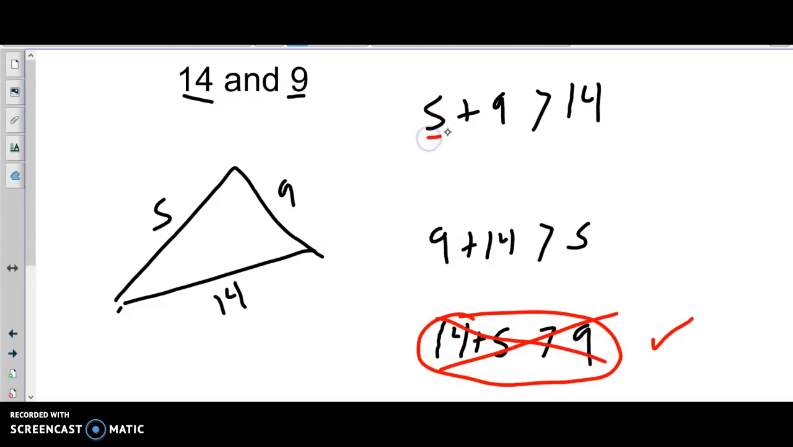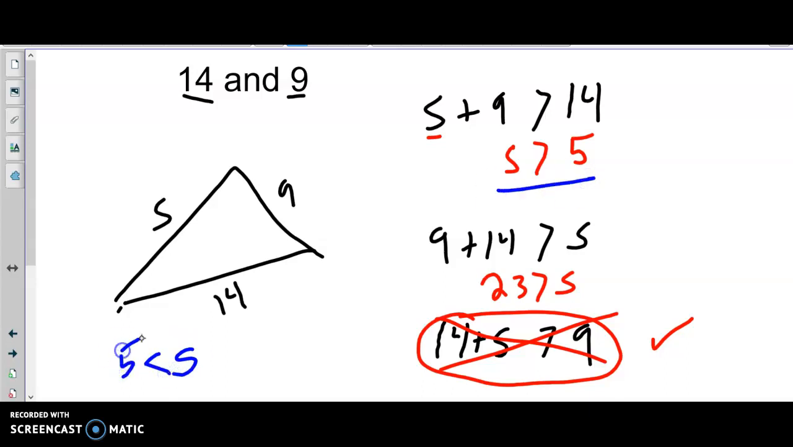So if I have S plus 9, I subtract 9. So I know that S itself has to be greater than 5. But over here, if I add these two together to simplify it, I get 23. And I know that S has to be smaller than 23. So we can actually write an inequality here. I can say that S has to be greater than 5, but less than 23.